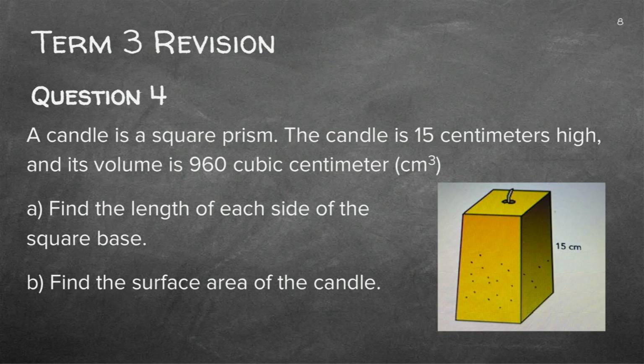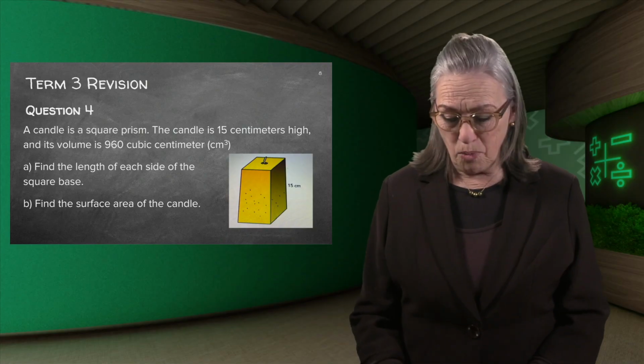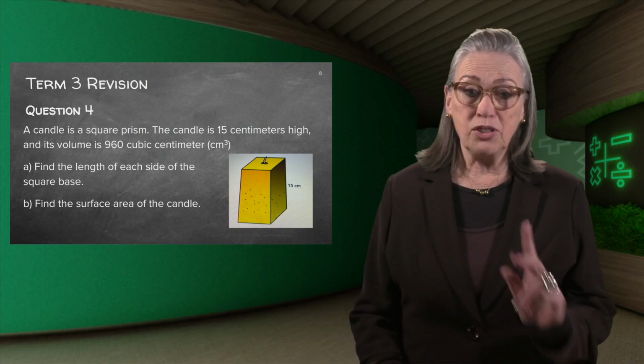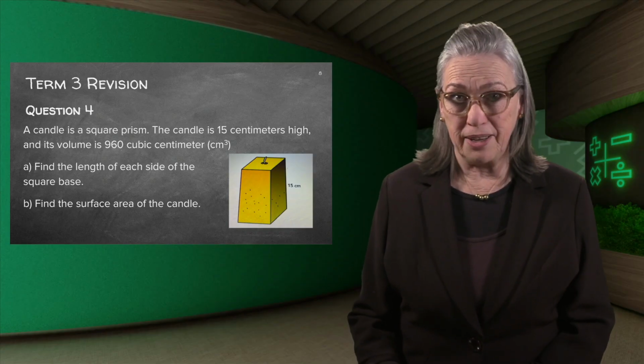So we don't need to know two sides. We only need one side because it's a square. So that's my hint and my tip to you. And they tell us that the candle is 15 centimeters high and they're giving us the volume. So now they ask us to find the length of one of these sides of the square. So remember, if we find the base, we just take the square root of that to find the one side. And they also ask us to find the surface area.